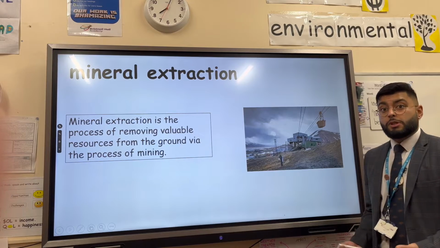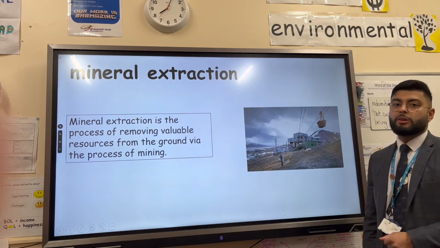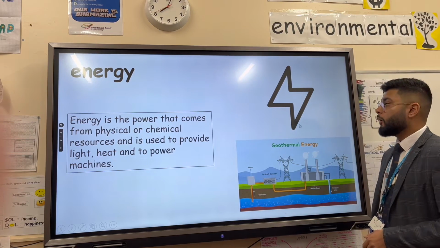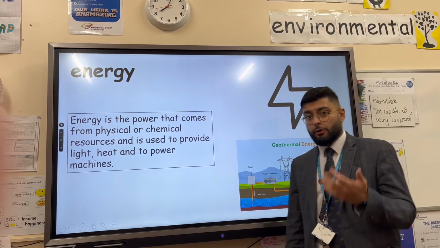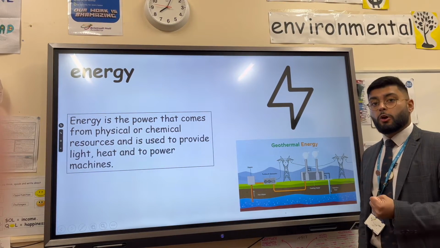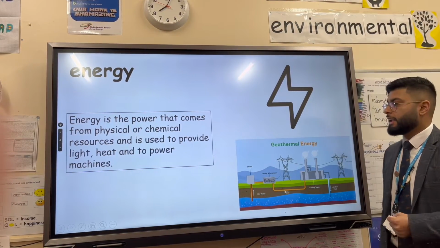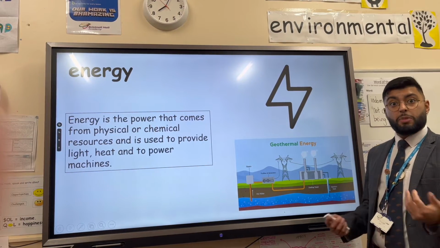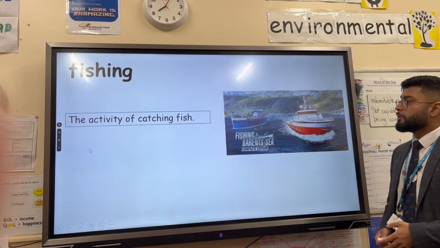That could be diamonds, but in the example of Svalbard, the mineral that they extract is coal, with 300 people employed in coal mining. Energy is the power that comes from physical or chemical resources. So from coal, we can get energy in the form of electricity, which will help to heat, but also power and light people's homes in Svalbard.